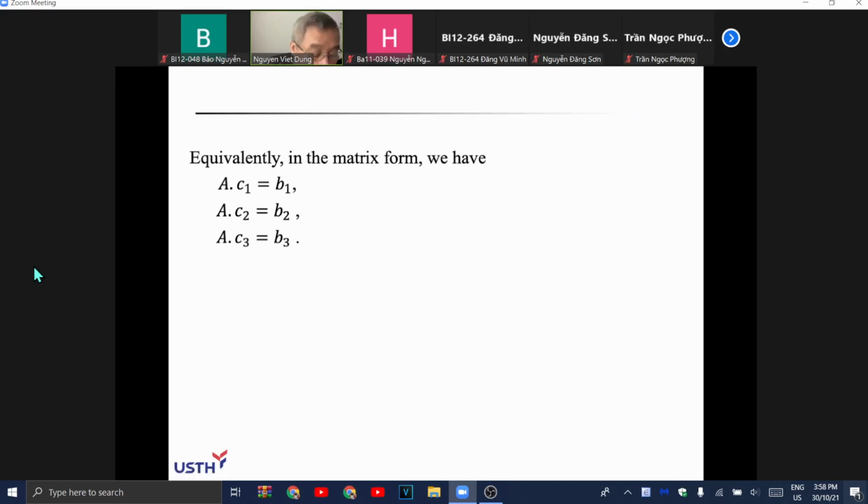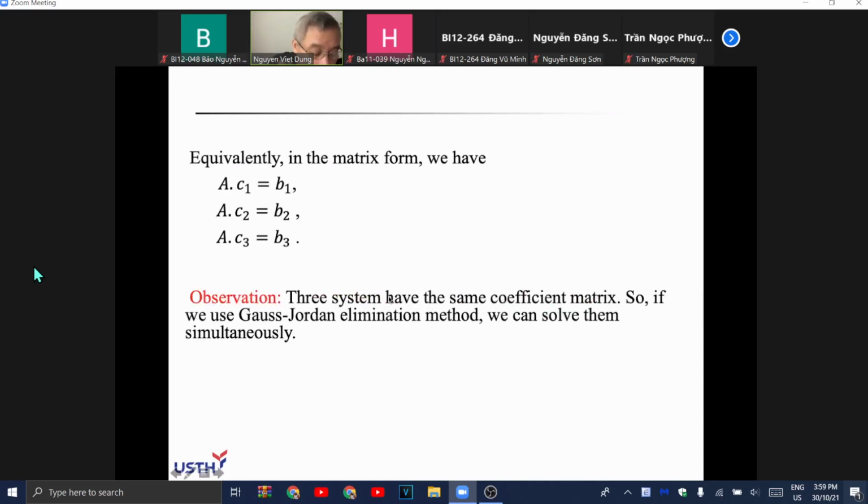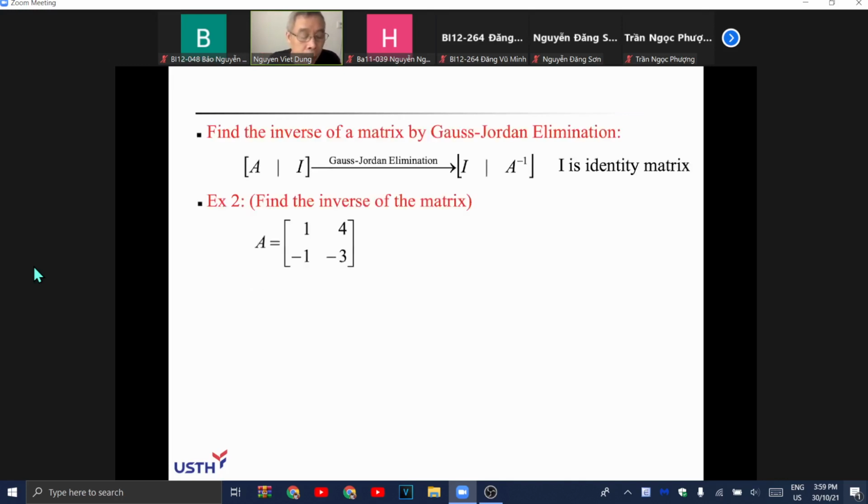Of course, we know that in order to solve a system of linear equations, we can apply Gauss-Jordan elimination. So we need to solve 3 systems here. But our observation is that all 3 systems have the same coefficient matrix. So if we apply Gauss-Jordan elimination, we can apply it at the same time for three systems of linear equations to find the solution. And here is what we are going to say.